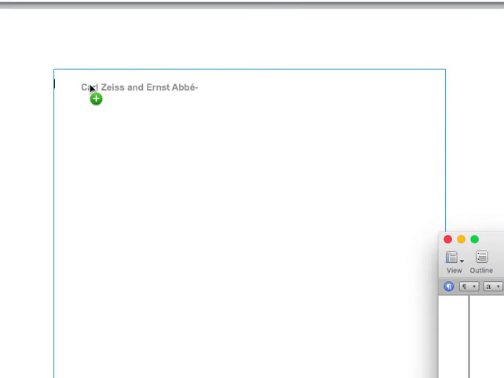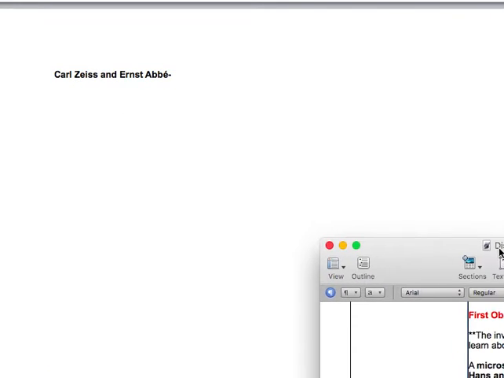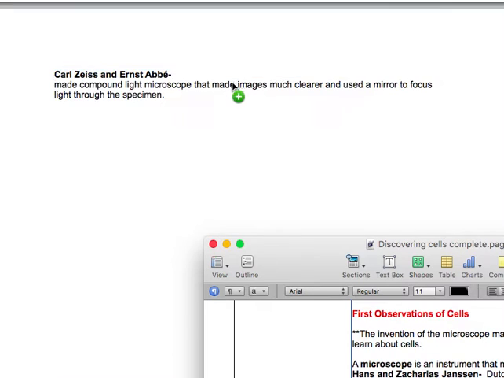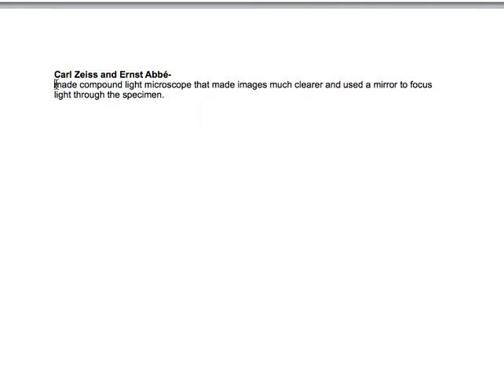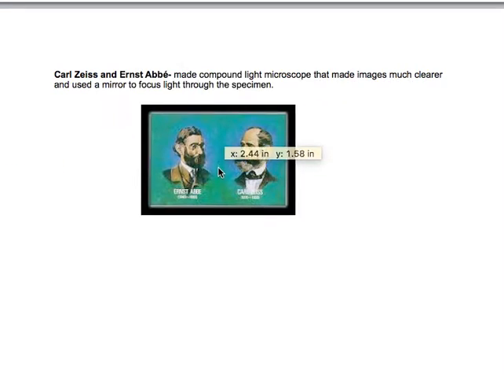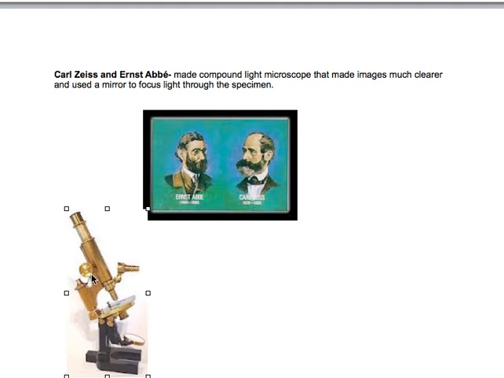And many of you probably have cameras with Zeiss lenses on them, and that's because of this guy. And they made a compound light microscope that made images much clearer, and they used mirrors to focus light through a specimen that made it really, really possible to see it very well. Here's a picture of Carl and Ernst, and here's a picture of the type of microscope they used.